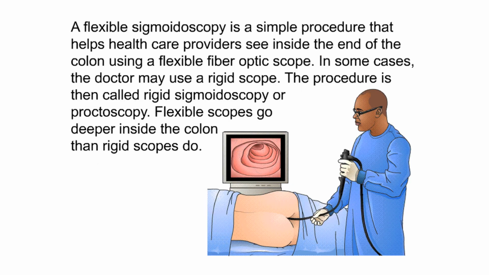A flexible sigmoidoscopy is a simple procedure that helps healthcare providers see inside the end of the colon using a flexible fiber optic scope. In some cases, the doctor may use a rigid scope. The procedure is then called rigid sigmoidoscopy or proctoscopy. Flexible scopes go deeper inside the colon than rigid scopes do.